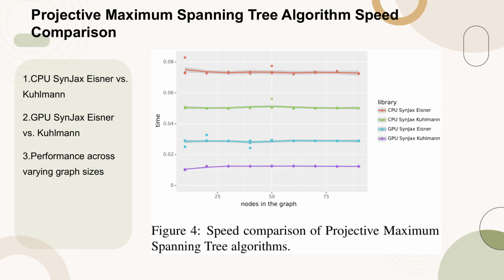The graph size does not significantly impact the performance of these vectorized implementations, as most operations are parallelized. This figure highlights the efficiency gains achieved by switching from Eisner's algorithm to Kuhlmann's algorithm, particularly on GPU implementations.